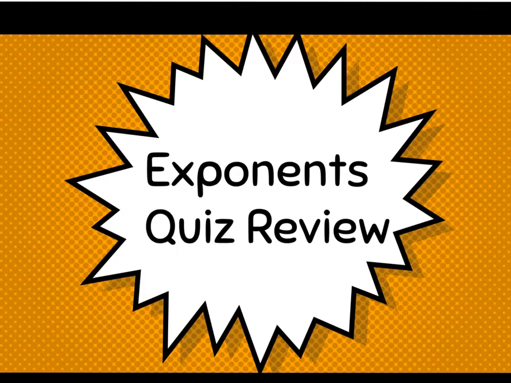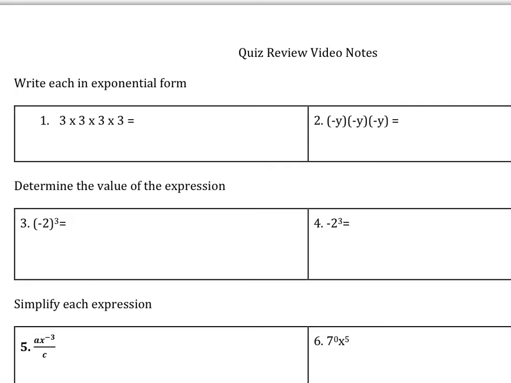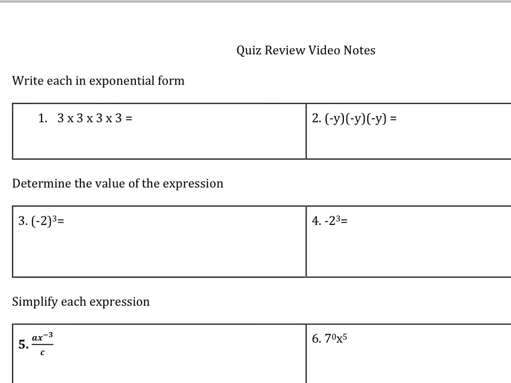Make sure you have your note sheet that looks like this. Okay, so questions 1 and 2, we need to write in exponential form. That means we need a base and an exponent. So if we look at number 3, and again, we need a base and an exponent. So remember, we need a base, and the exponent is the little number that goes up here.